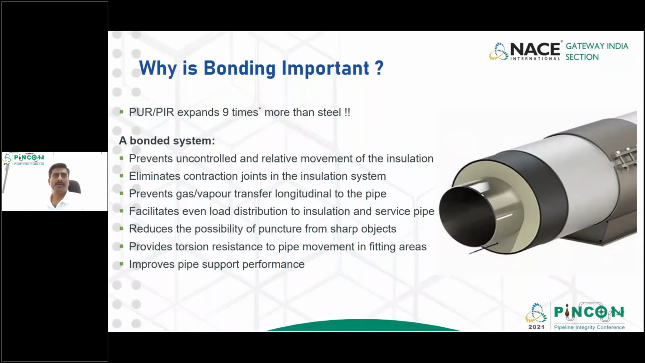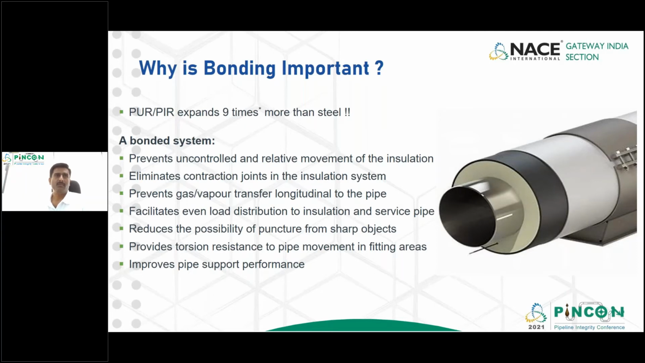Why bonding is important? A bonded insulated pipe is a restrained piping system that reduces or eliminates the requirement of expansion loops and anchors. It's a kind of a virtual anchor to pipe movement. Few advantages are listed in this slide.